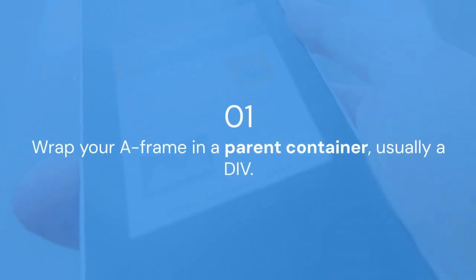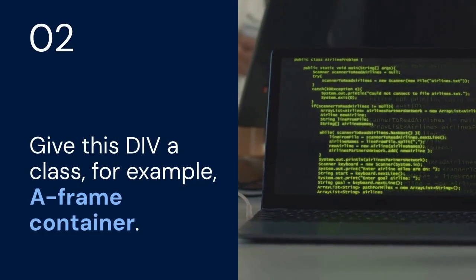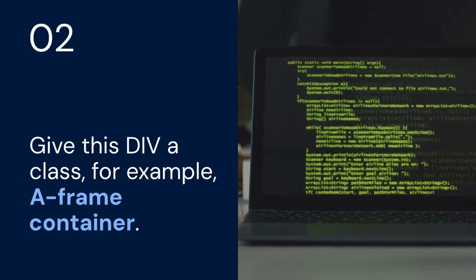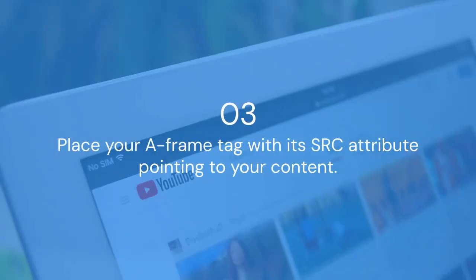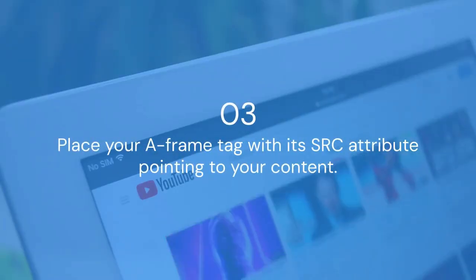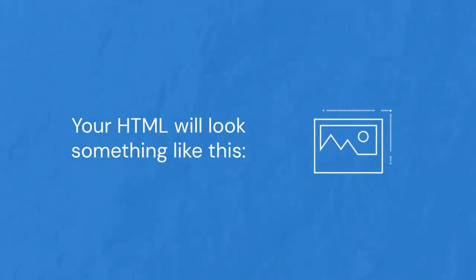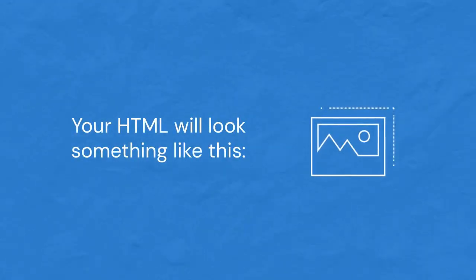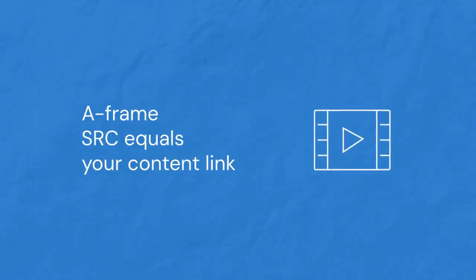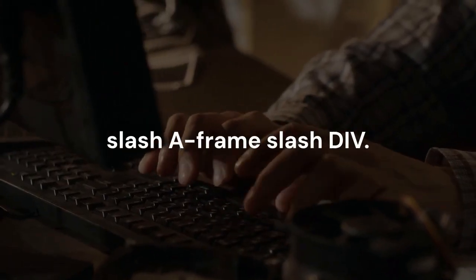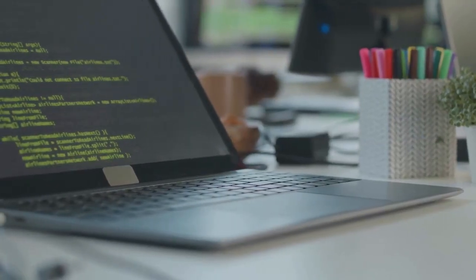First, you will wrap your iframe in a parent container, usually a div. Let's give this div a class, for example, iframe-container. Inside this div, you will place your iframe tag with its src attribute pointing to your content, like a YouTube video link or a Google map. So, your HTML will look something like this: div class equals iframe-container, iframe src equals your content link, frameborder equals 0, allowfullscreen, /iframe, /div.